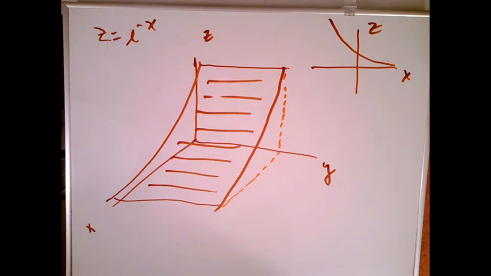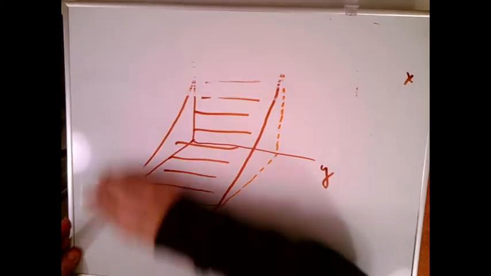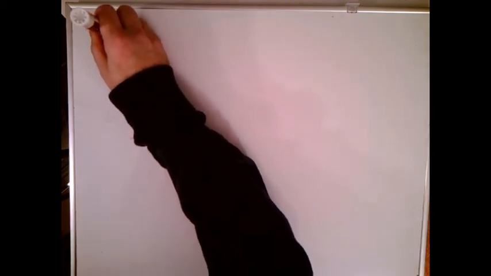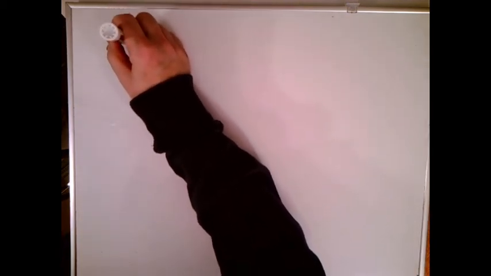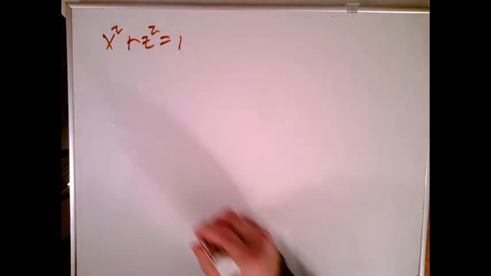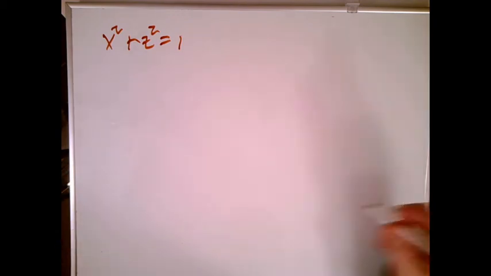Is there any other one that we can do without killing ourselves? One more, before I set you loose on them. We've already done something like x squared plus y squared equals 1. How about something like x squared plus z squared equals 1? I know that's a cylinder, except it's going in the direction of the missing y.